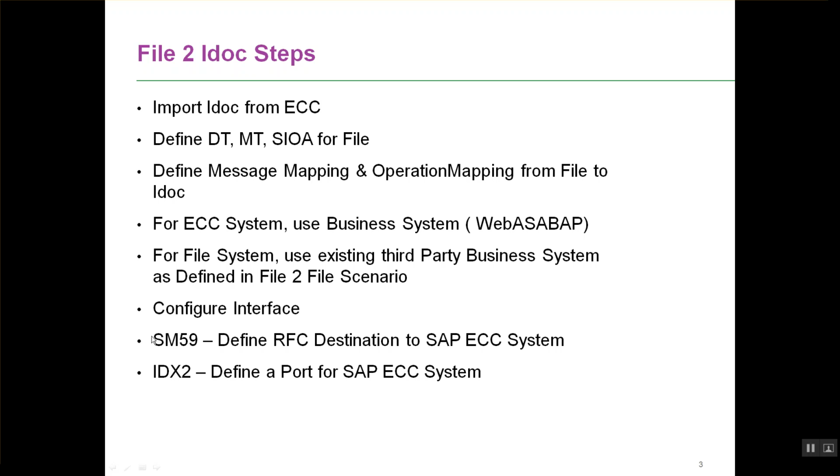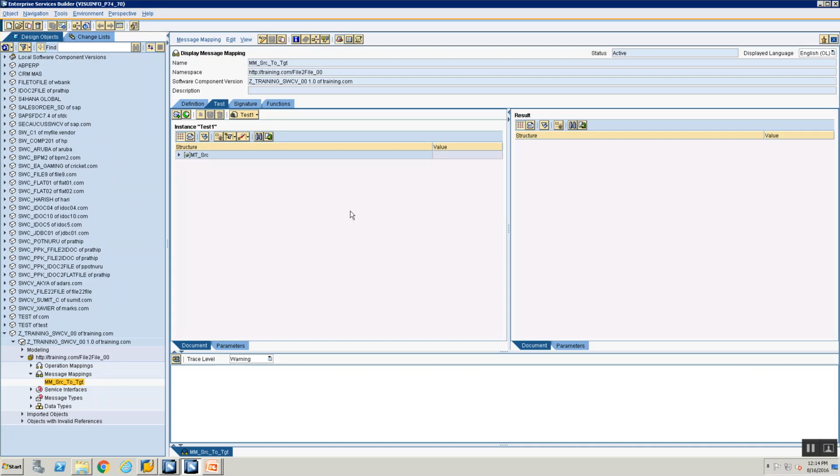Before that, for PI to connect to SAP, we will be defining an RFC destination in SM59, and we will be defining a port in IDX2. So we will be using these slides as a reference point, and then we will be building upon each of these objects as we are talking about them. I've already launched my ESR and my integration directory. So with no further ado, let's go ahead.